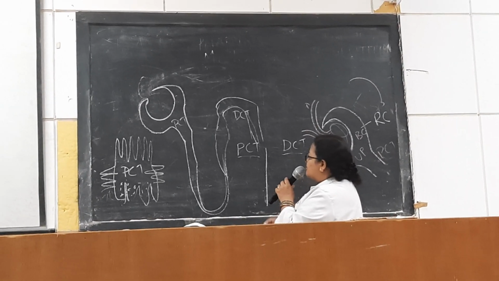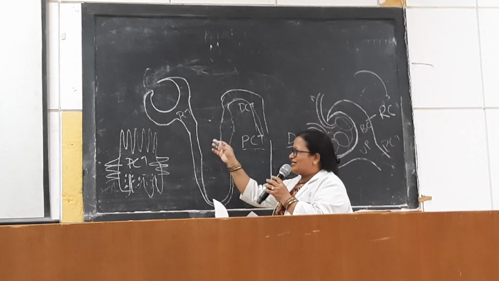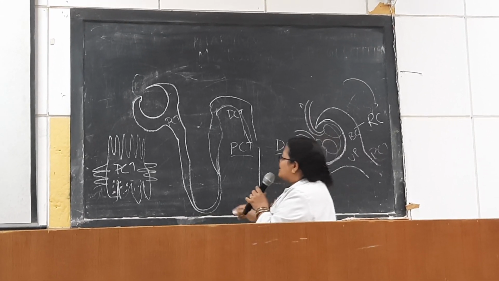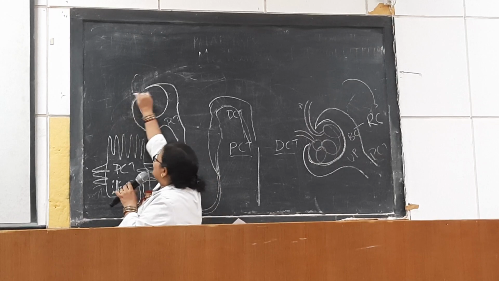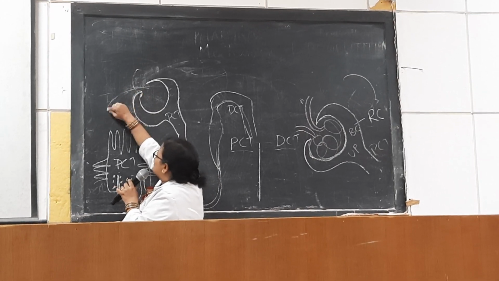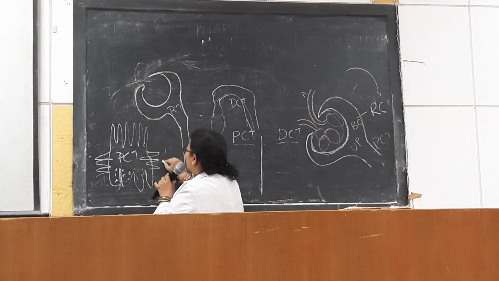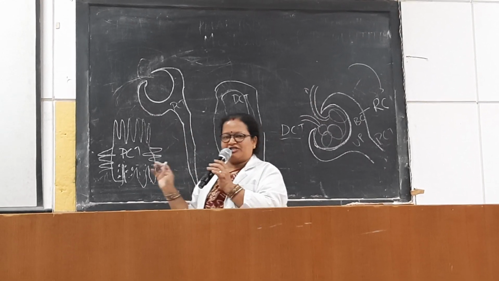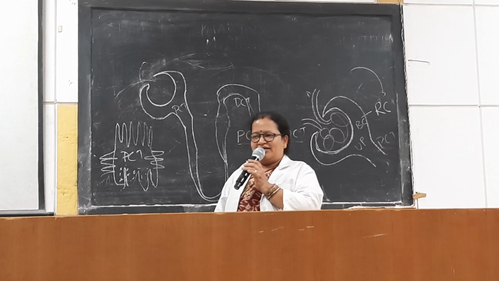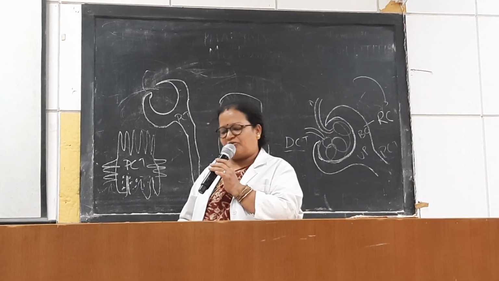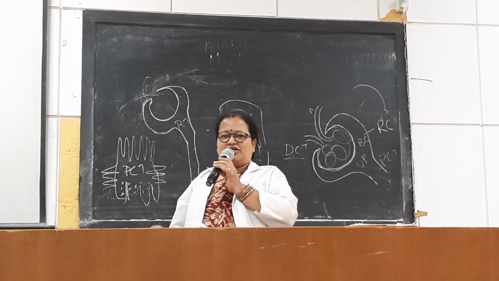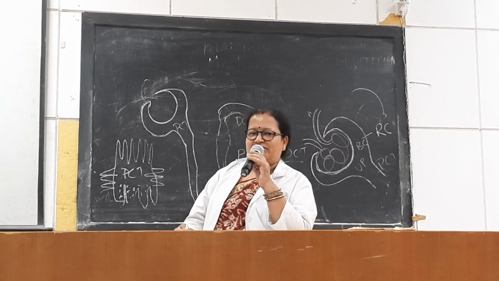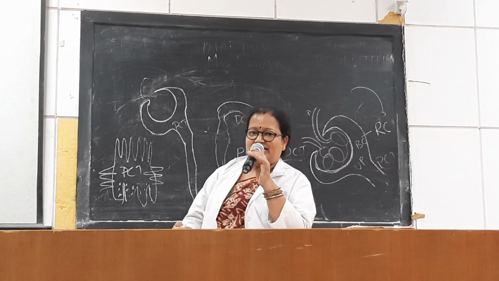The distal convoluted tubules have a larger lumen than that of the PCTs. And when the efferent arteriole comes out, it will form the peritubular capillaries. These peritubular capillaries help in the liberation of erythropoietin. So the kidney also acts as an endocrine organ by liberating erythropoietin and renin.